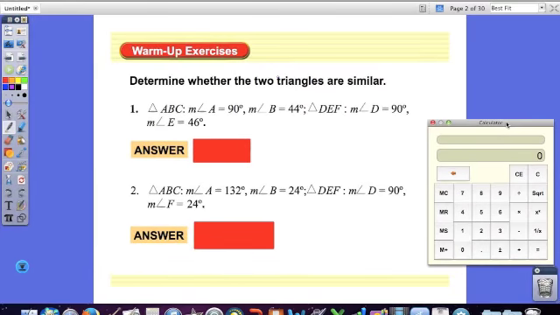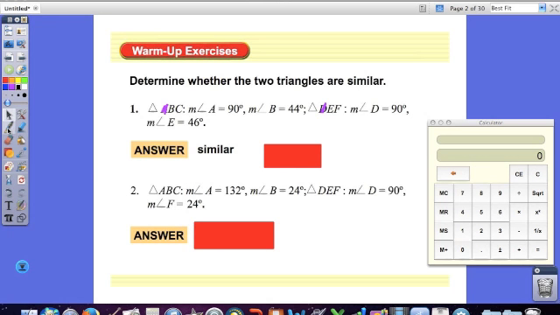Two triangles are similar. Triangle A is 90 degrees and 44 degrees for angle B. DEF is 90, so they have A and D in common, and 90 minus 46 is 44. So if angle B is 44, angle F must be 44, so they must be similar.